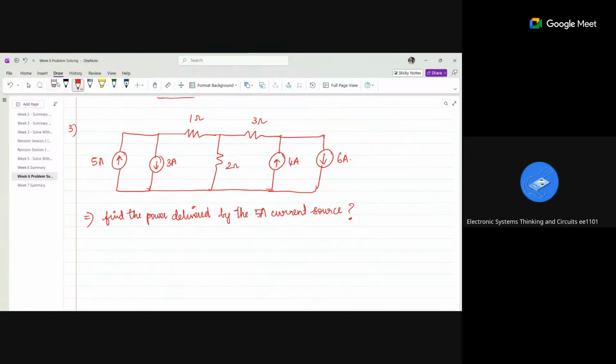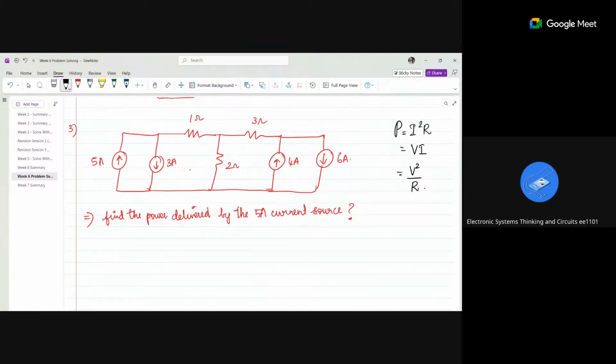What formulas of power do we know? P is equal to VI, I square R, V square by R. Ma'am, what is meant by power delivered by the 5 ampere source? Like the whole circuit, how much power is it delivering? No, this component, how much power it is delivering to the rest of the circuit. Yes. Ma'am, maybe 0 watts. No?